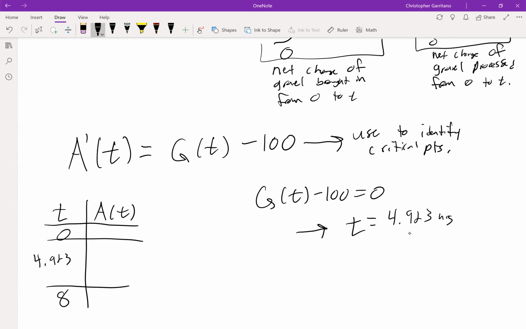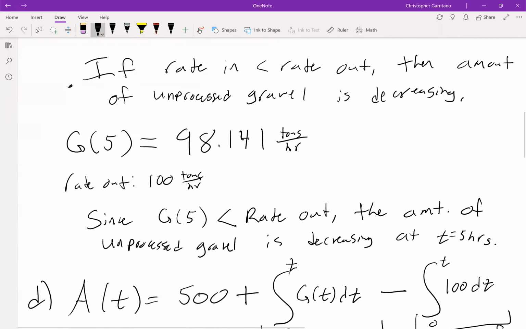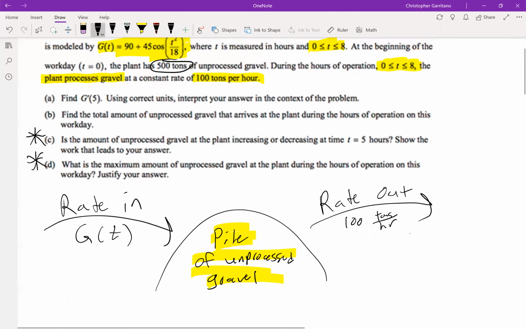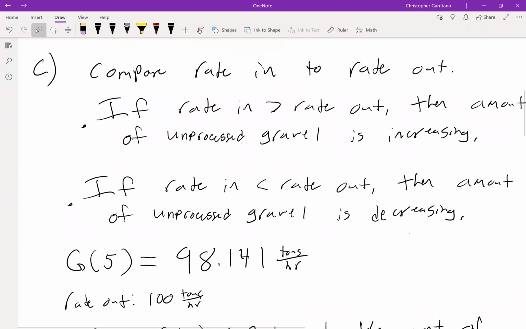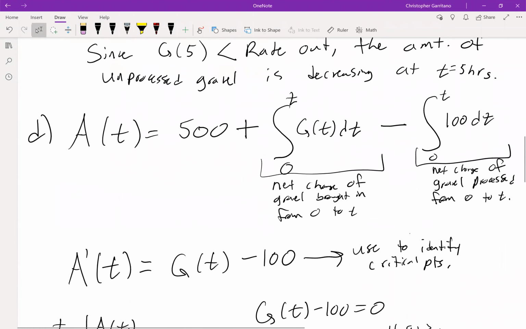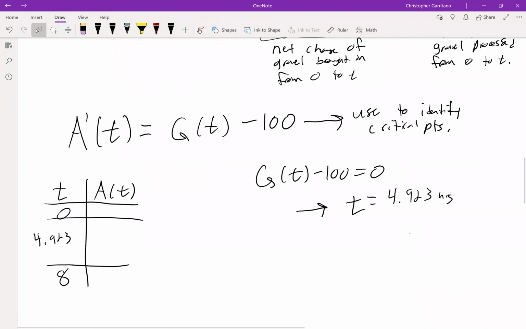And as far as the derivative being undefined, well, if we take a look at our function g of t, cosine is continuous for all values from negative infinity to infinity. So nothing between 0 and 8 will make it undefined. So g of t will never be undefined. The rate out is just a constant 100, so that will never be undefined. So there's never going to be a situation here where the derivative is undefined. So that is a situation we don't need to take into account.